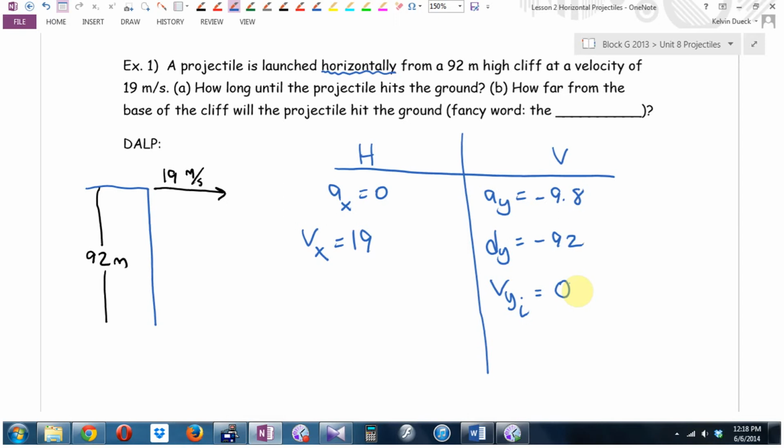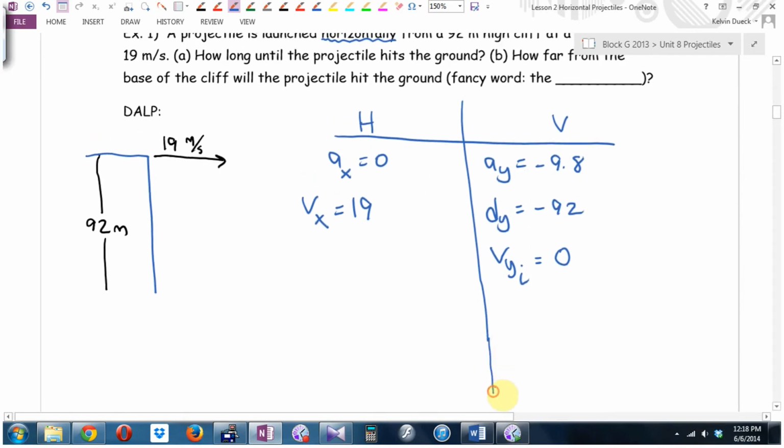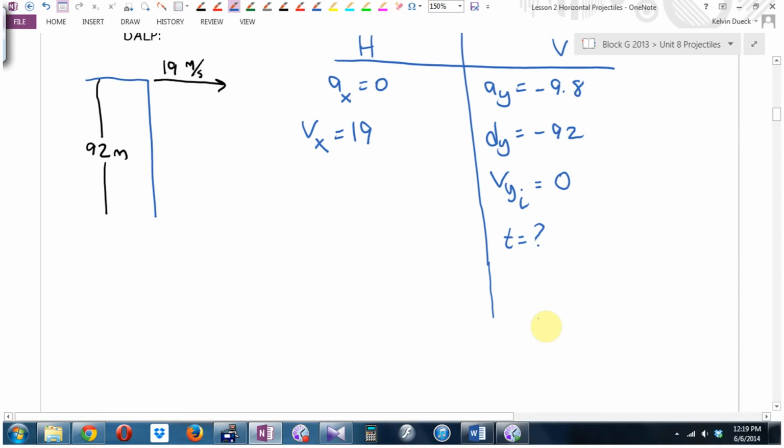Oh, which column do I have 3 things in? I can solve this vertically. What do they want me to find in part A? Part A. Time? T equals question mark? I'm looking for an equation that has A, V, D, and T in it.